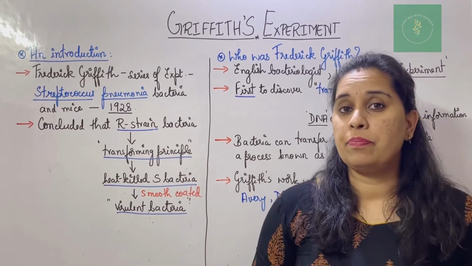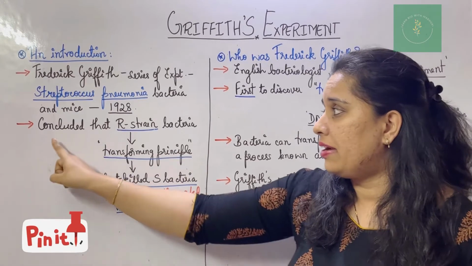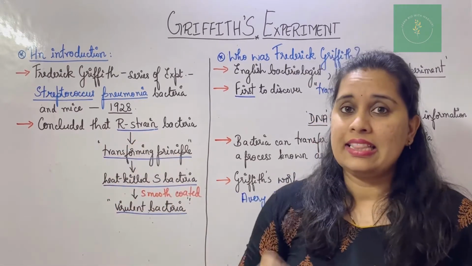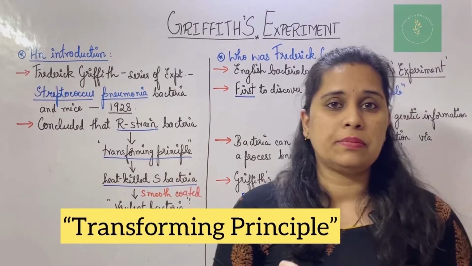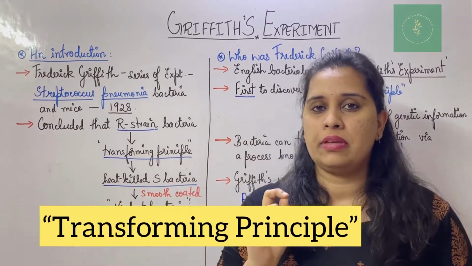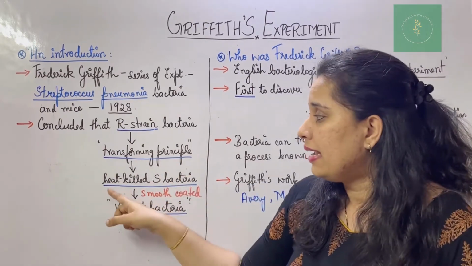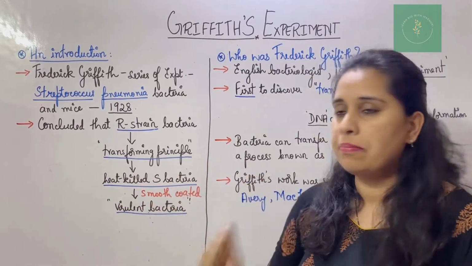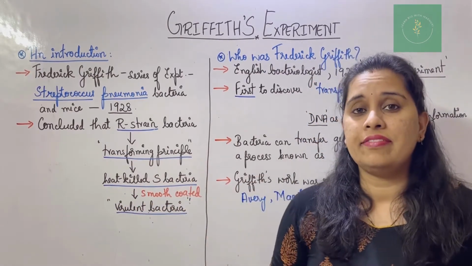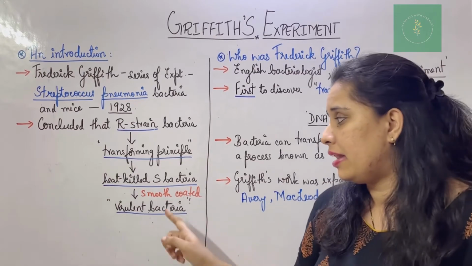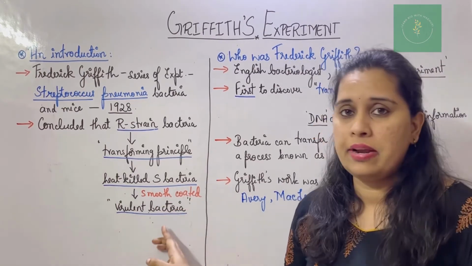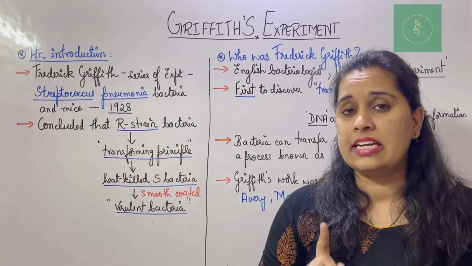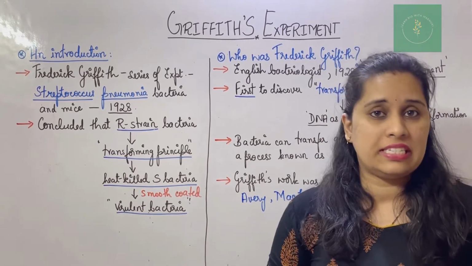A very important point to be noted here, Fredrick Griffith concluded that the R strain bacteria picked up a very important principle, which is called the transforming principle, from heat-killed S strain bacteria, which converted the R strain bacteria into smooth coated bacteria and virulent bacteria. Here virulent means it will be pathogenic, which causes diseases.